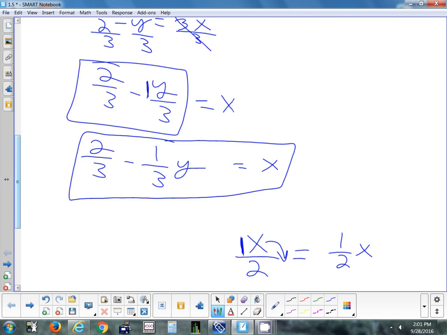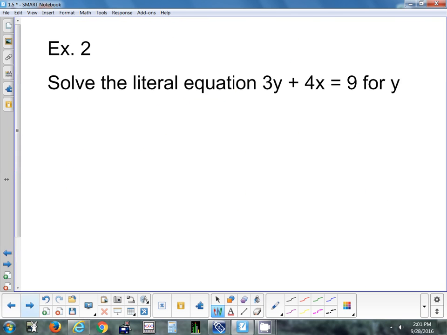Okay, let's try one kind of like Mr. Roy did. Okay, you can write this one under where it says example 1 if you want, because it already says solve for y there. And if you already put it in something, that first one we did for example 1, just put it for example 2, just make sure you change x to y. So this one says solve the equation 3y plus 4x equals 9. Solve that for y.